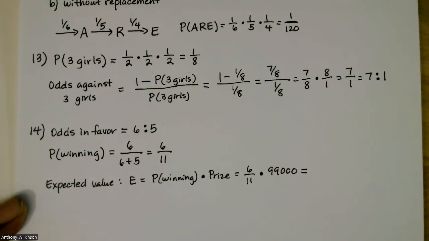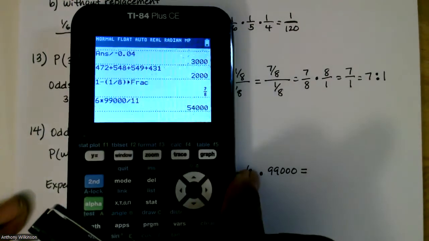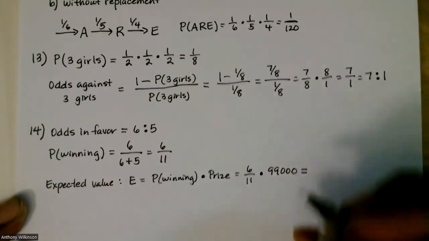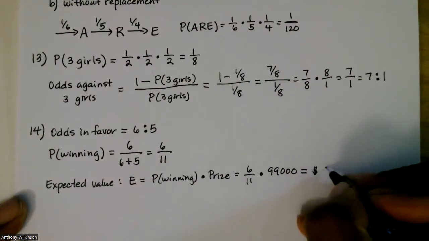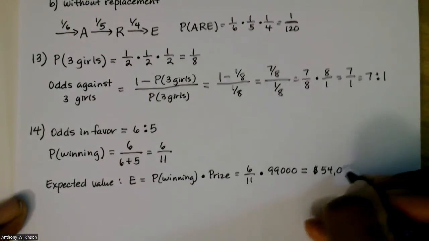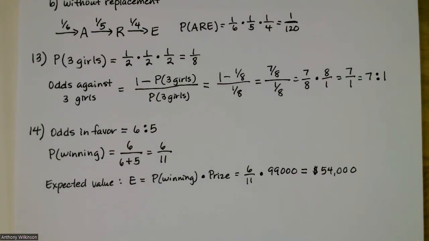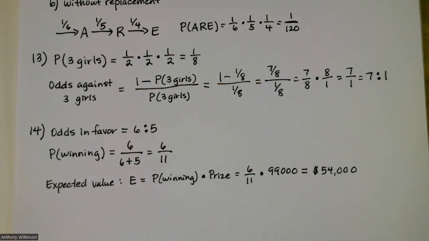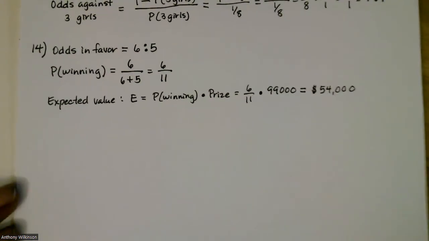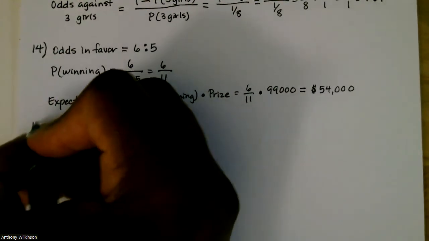99,000 divided by 11. And that's going to give us 54,000. So the expected value of Fast Leg winning would be $54,000. Okay. All right, so that's problem number 14. All right, problem 15.